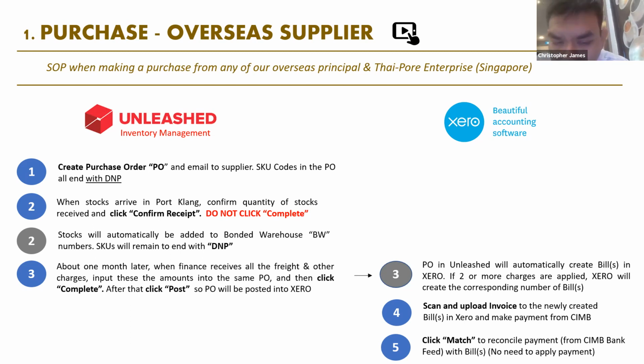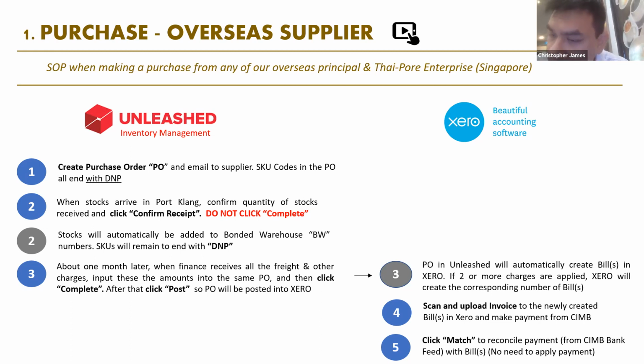Once you press confirm receipt, can you see the blue, the gray color part? Adeline, it will automatically add it into the bonded. The quantity is all there. The reports are all inside for you. You don't have to do anything else.